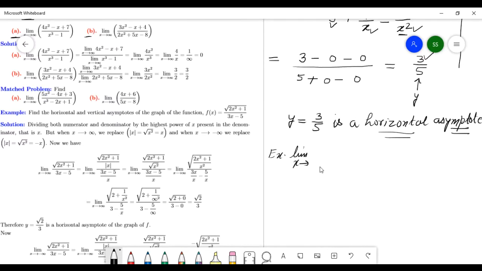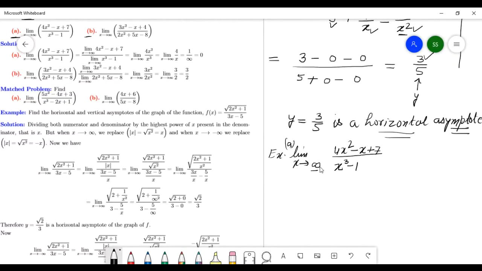When x goes to positive infinity, 4x square minus x plus 7 is a polynomial, and the denominator, x power 3 minus 1, is also a polynomial. This is a rational function: polynomial divided by polynomial is called a rational function. And here, if x goes to infinity, plus or minus, no problem.